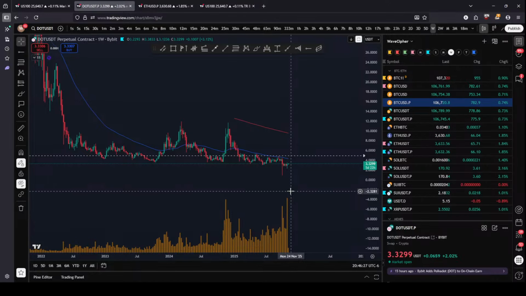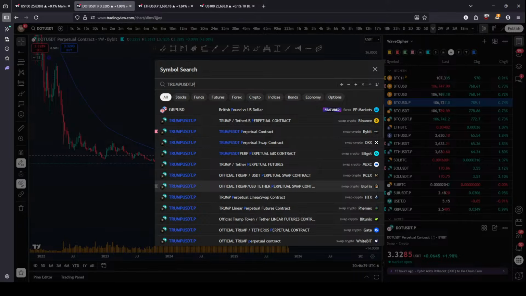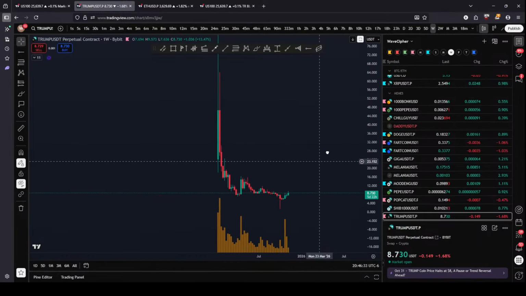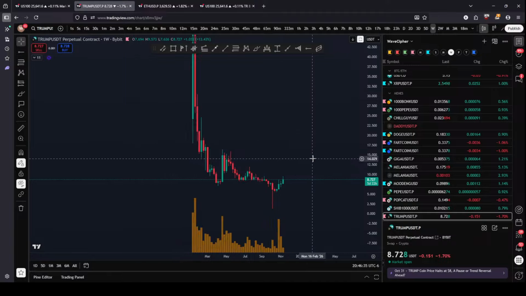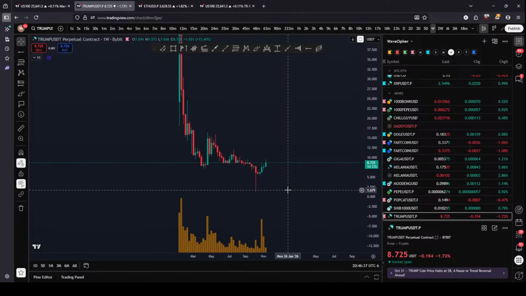Trump. Okay. Did Trump pump on this stimmy check news? This coin. Okay.